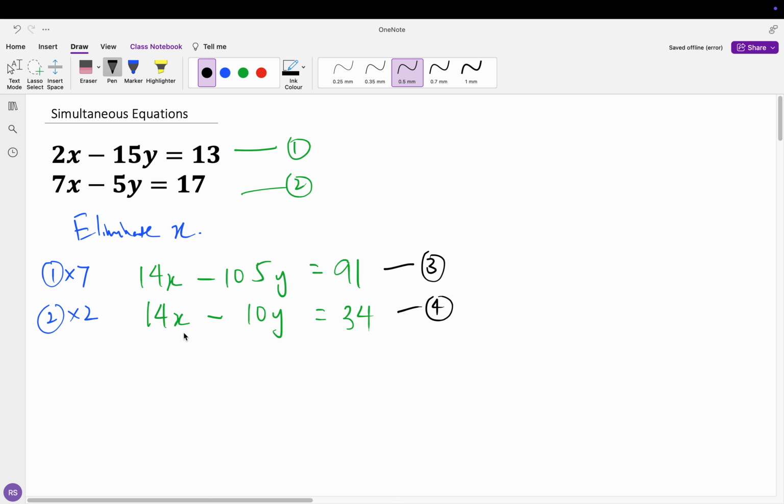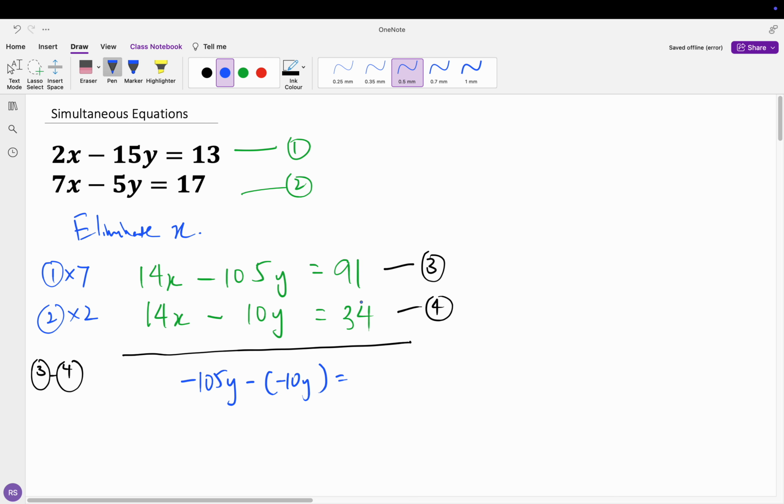x, we just have to take equation 3 minus equation 4, or 4 minus 3, doesn't matter. So I'm just going to say equation 3 minus equation 4. So equation 3 minus equation 4, what will I get? 14 minus 14, I'll get 0, minus 105y minus 10y, and then here will be 91 minus 34.